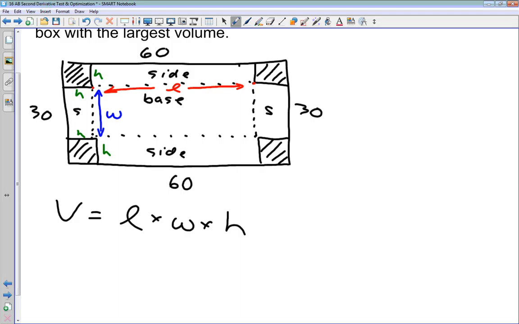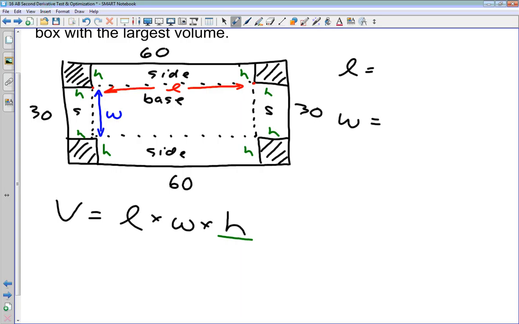So what determines the height of the box is how big this square is that you cut out from each of the corners. You cut out a bigger square, and you're making the height of your box bigger. If you cut out a smaller square, you're making the height of the box a little bit smaller. So what we need now are relationships between length and width and height. Okay? And height is the variable that we want to work with here. So we want to express our length and our width in terms of our height.